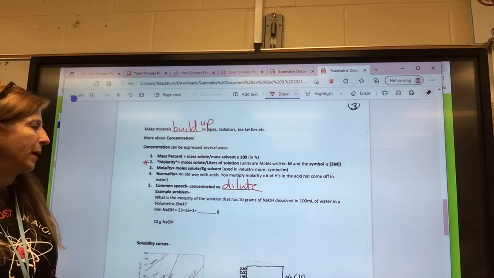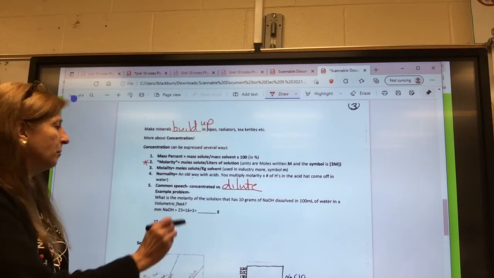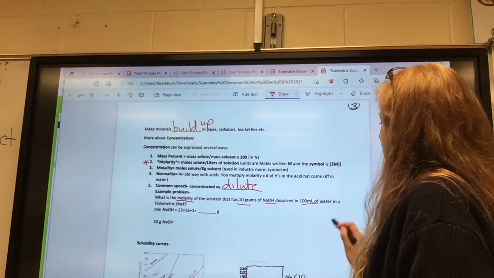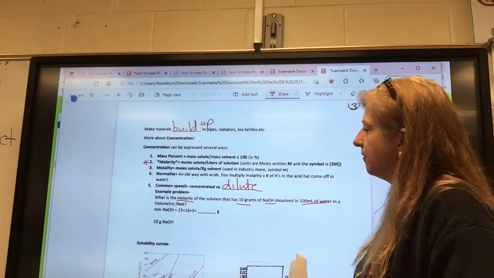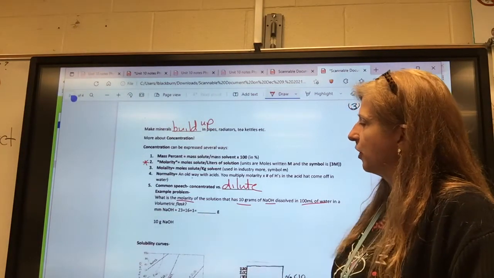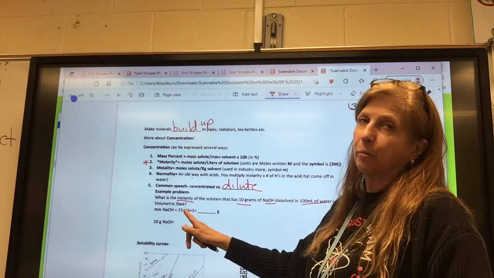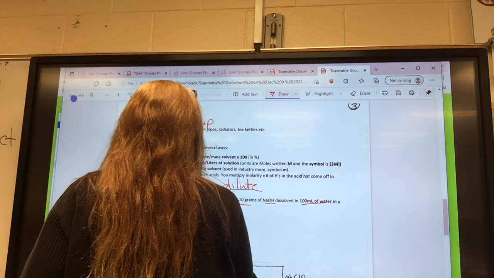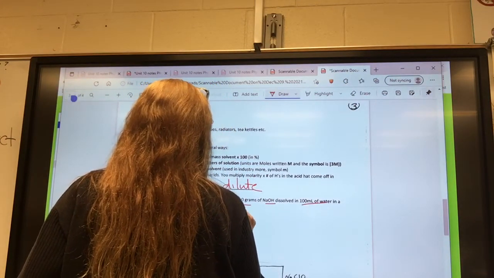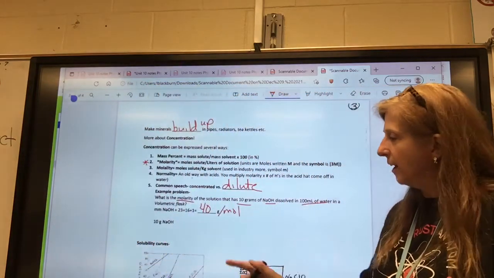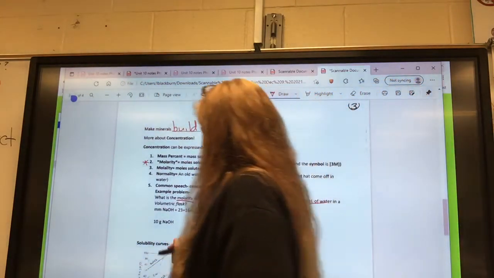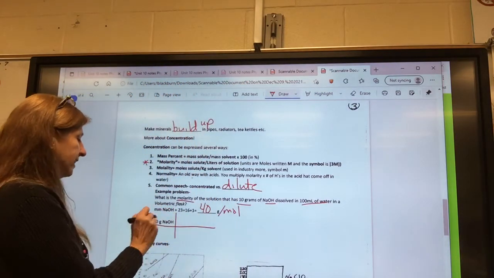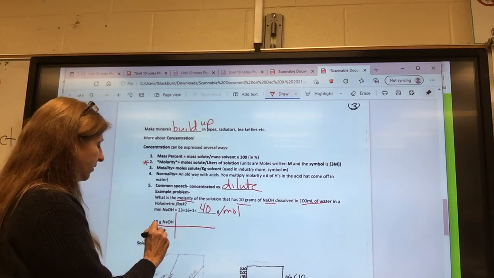So here's an example math problem for concentration. What's the molarity of the solution that has 10 grams of sodium hydroxide dissolved in 100 milliliters of water in a volumetric flask? Well, first you have to get the molar mass of sodium hydroxide off the periodic table. 23 plus 16 plus 1, which is 40, and grams per mole is our unit there. We have 10 grams of sodium hydroxide, and we're going to figure out the molarity. What we have is 10 grams per 100 milliliters.